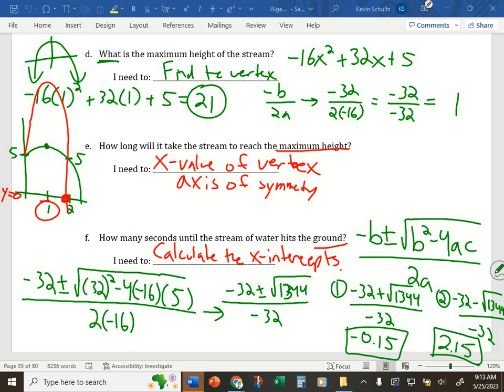If you can't get negative 0.15 and 2.15, then let's have a discussion why. Anybody run into trouble? Yes. Oh, no, I'm not in trouble. Then save it for now. I want to make sure everyone can do this. I got negative 43. 32 squared minus, so you did plus, I did minus, got 2.14, and it's a negative 16, not a positive. There you go.